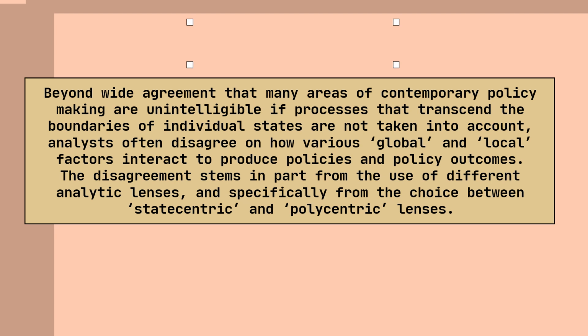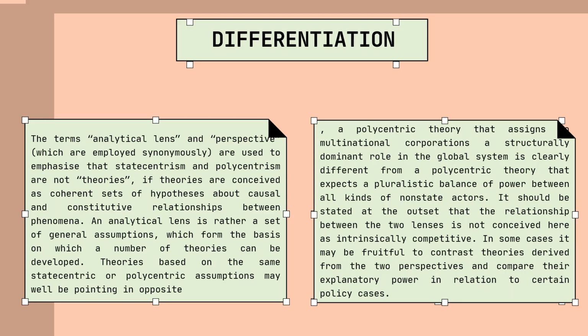Analysts often disagree on how various global and local factors interact to produce policies and policy outcomes. The disagreement stems in part from the use of different analytic lenses, and specifically from the choice between state-centric and polycentric lenses. The terms analytical lens and perspective, which are employed synonymously, are used to emphasize that state-centricism and polycentrism are not theories.